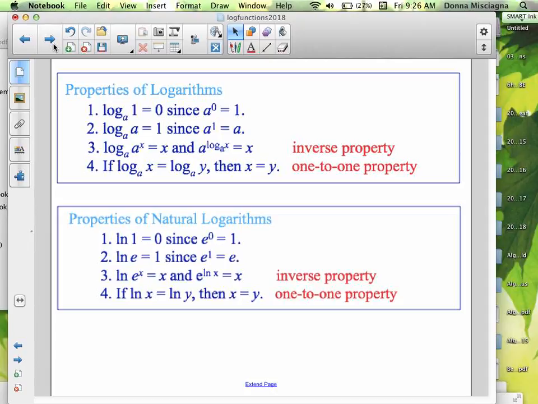And then if you have the natural log of something equals the natural log of something else, the only way that's true is if those two somethings are equal to one another. So you can drop the natural logs if you're solving. So we'll continue on with a few examples.